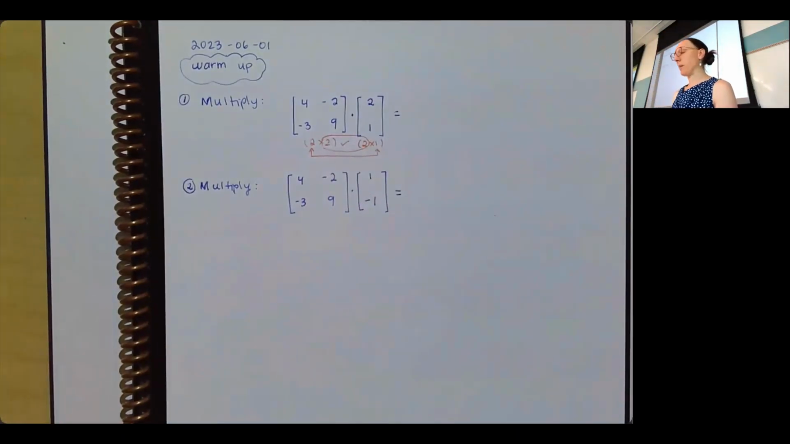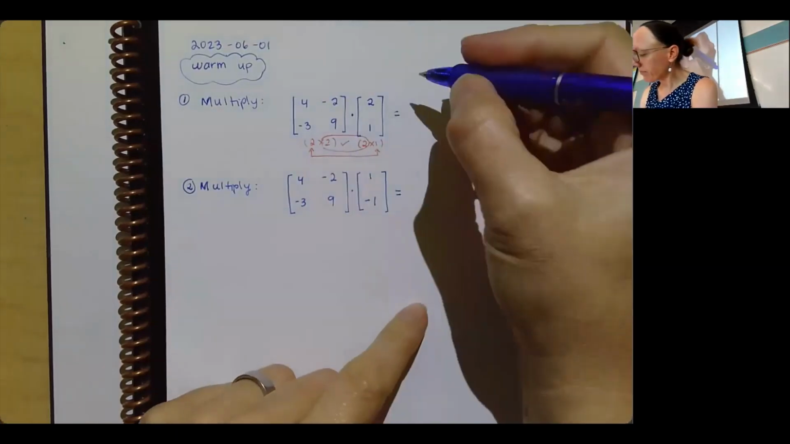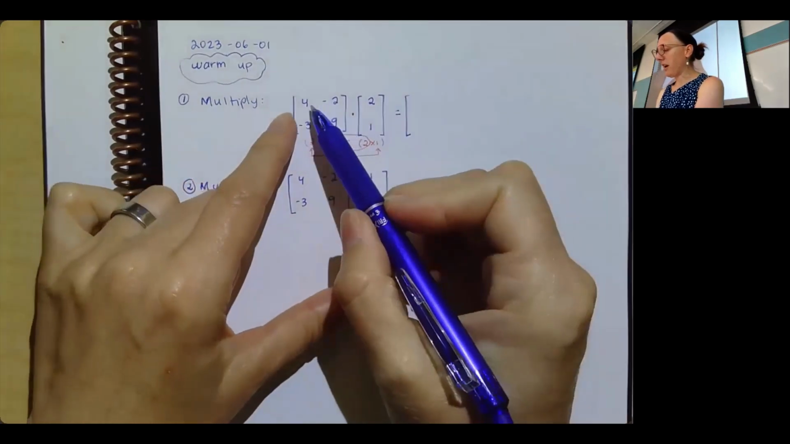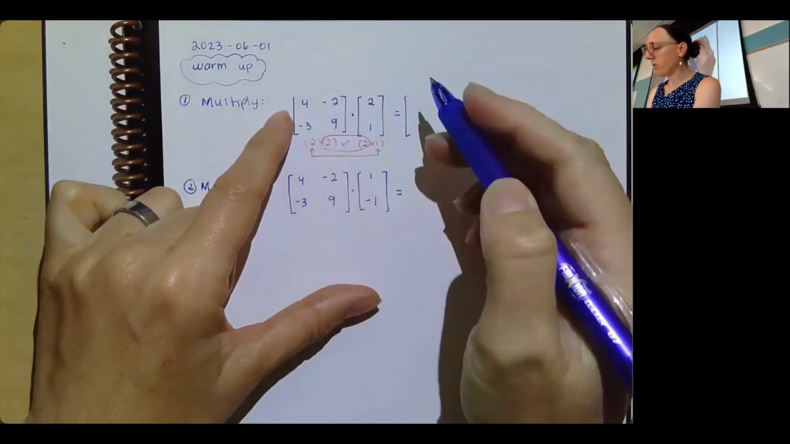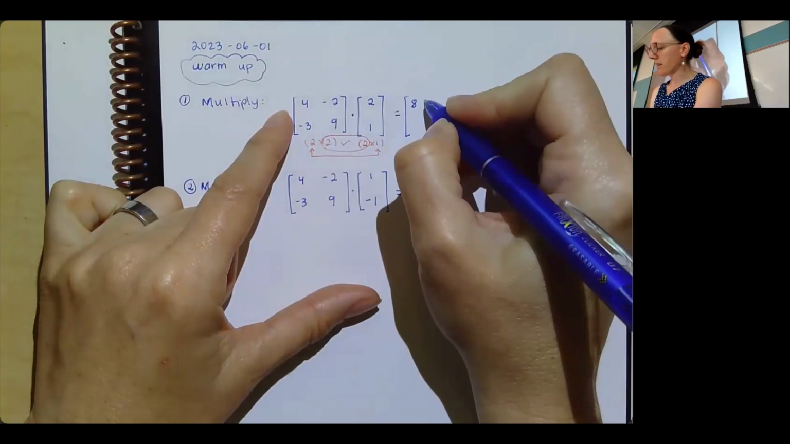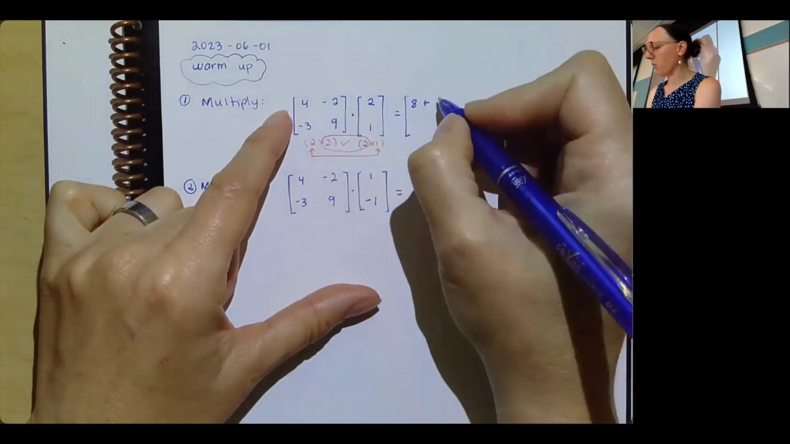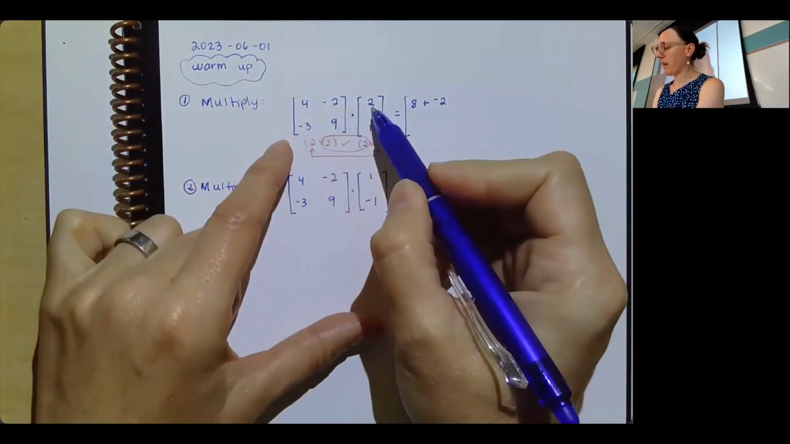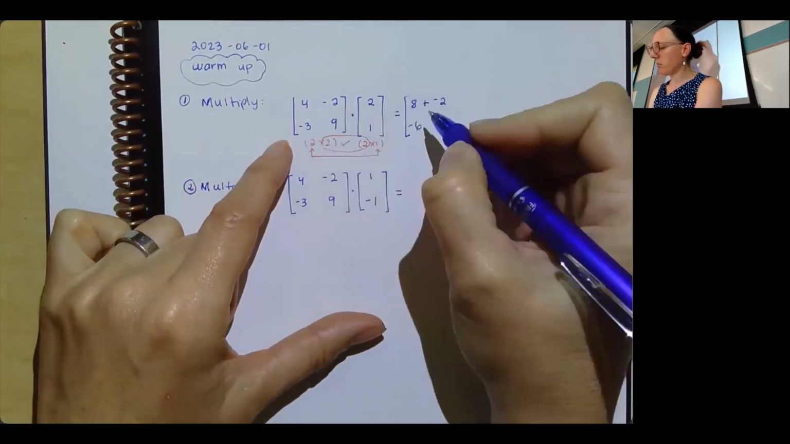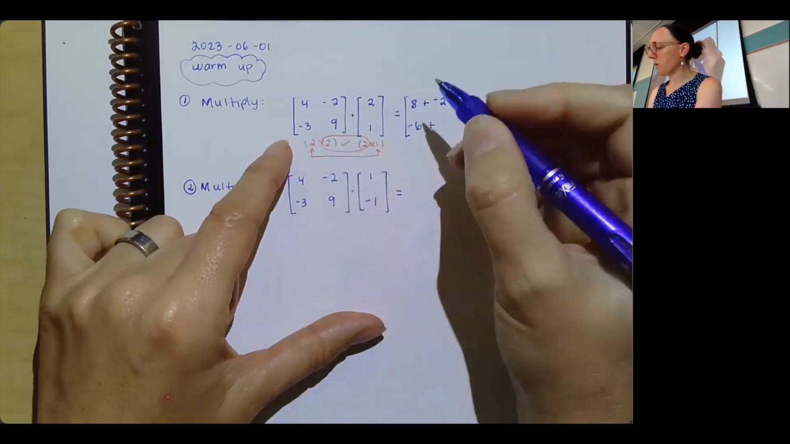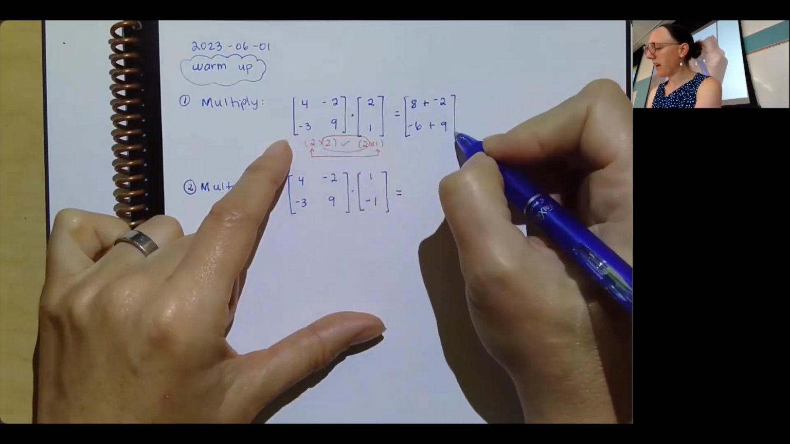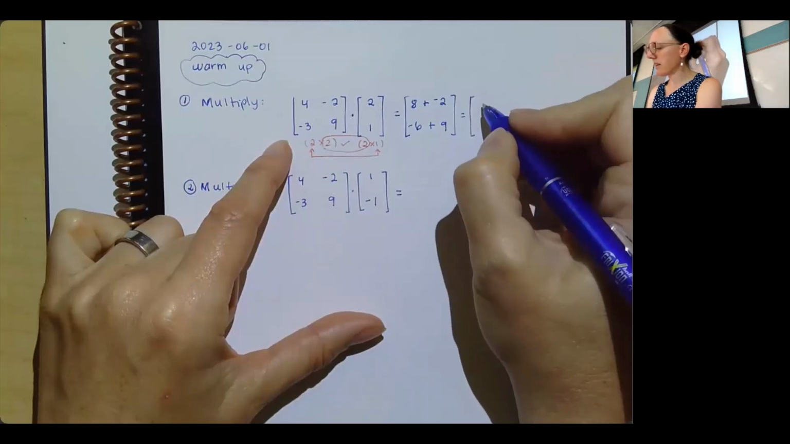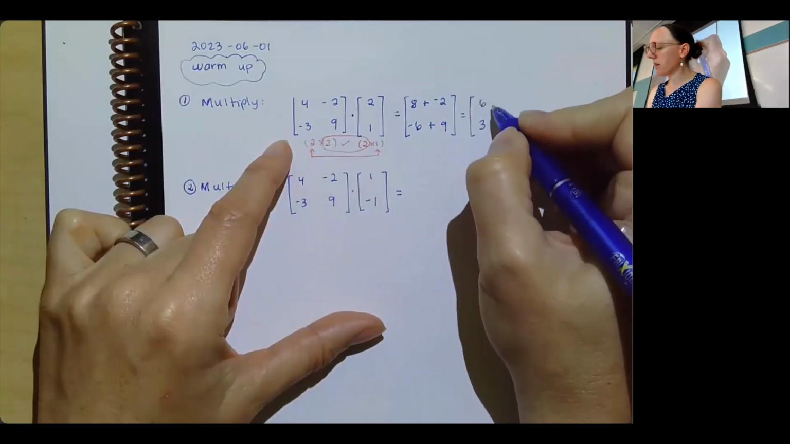So I know my answer will be a 2 by 1. So if I do this multiplication, I'm looking at 4 times 2 plus -2 times 1, so -2. And then I've got -3 times 2 plus 9 times 1, which is a 9. And if I simplify those, I think I get 6, 3. Does that look right?